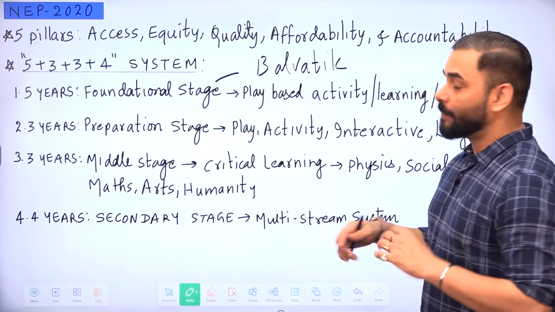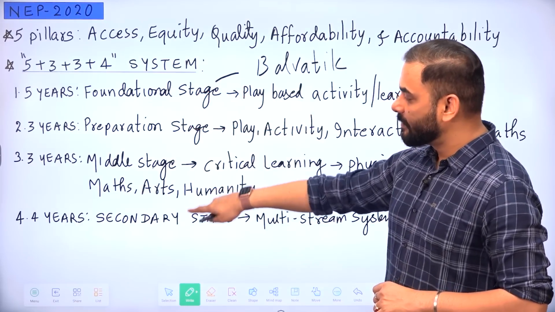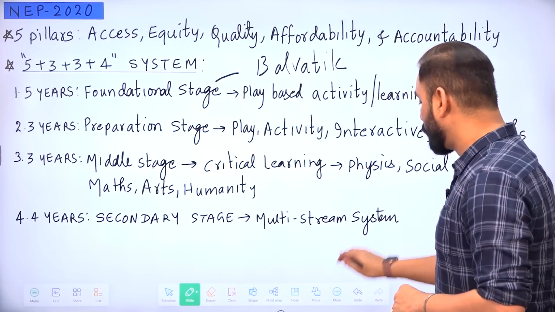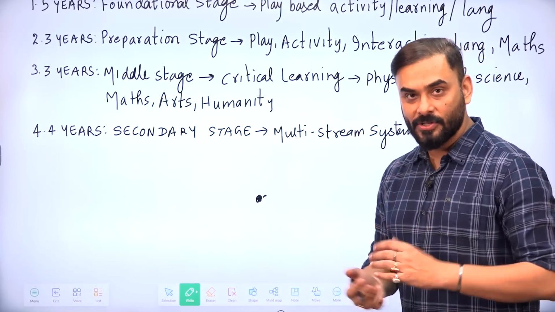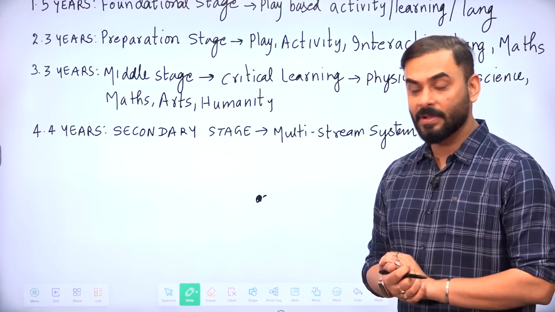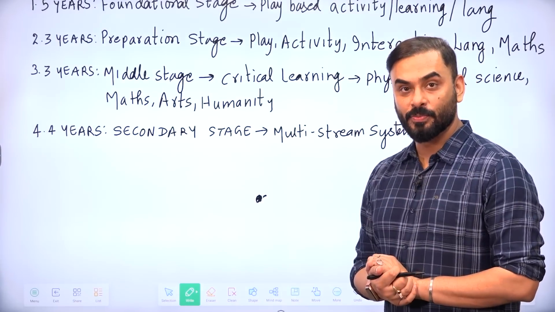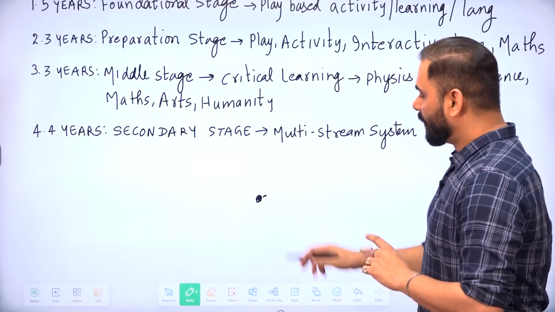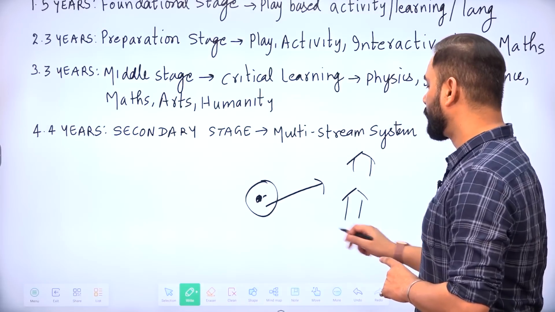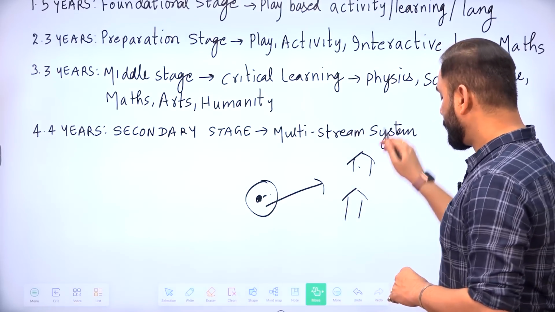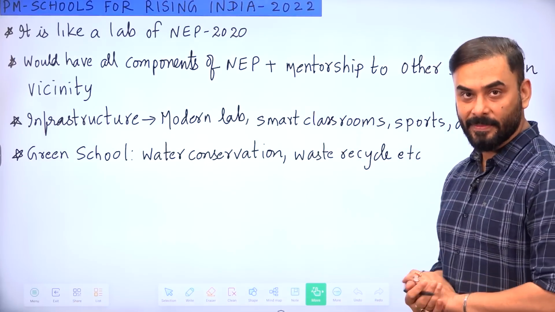What is that? Now, PM School for Rising India is like a lab whereby the government is implementing this 5 plus 3 plus 3 plus 4 system of schooling. So suppose that there is a school which is in a particular area. The government of India has introduced this system here as a model school where all the right infrastructure will be there, classrooms, smart classes, etc. Plus it will be environment friendly, so water harvesting will be there. We will try to use more environment friendly energy, waste management, all these things. This school will act as a role model, and this school will give mentoring to other schools in the vicinity so that they can also adopt this new system of schooling that we have introduced. This scheme is called as PM School for Rising India.